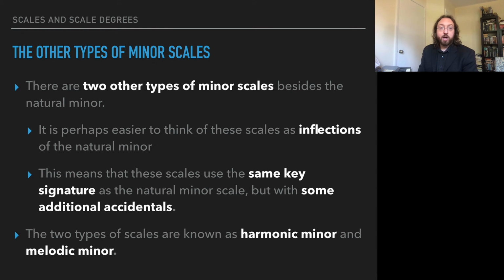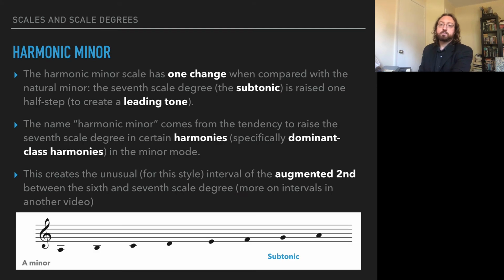So there are 2 other types of minor scales besides the natural minor, and it's perhaps easier to think of these scales as inflections of the natural minor. And by this I mean they will use the same key signature, but they'll have some inflected accidentals, some accidentals that are added. And the 2 types of scales are known as harmonic minor and melodic minor.